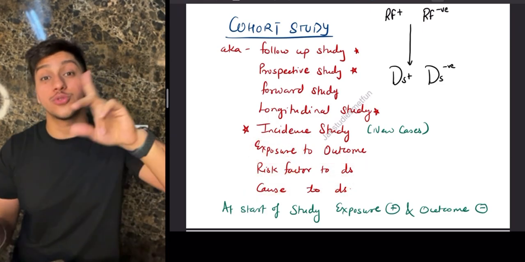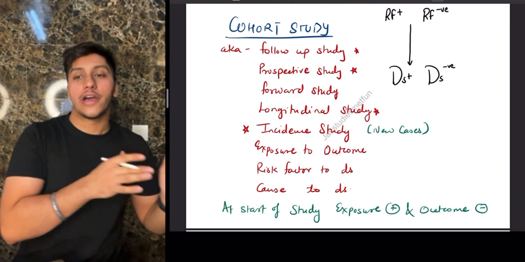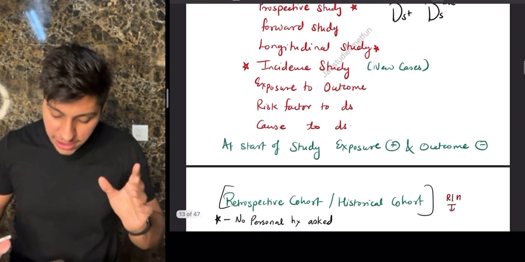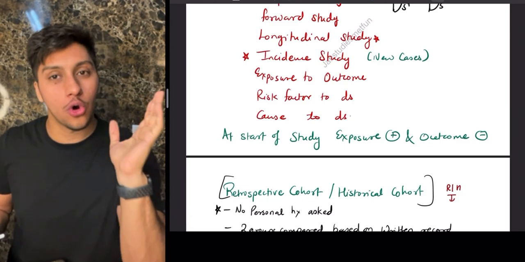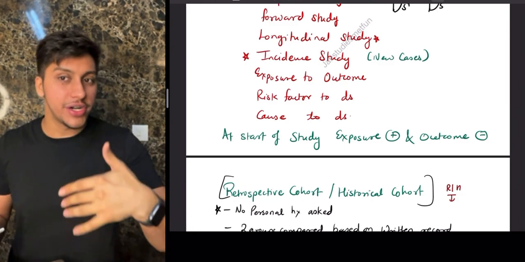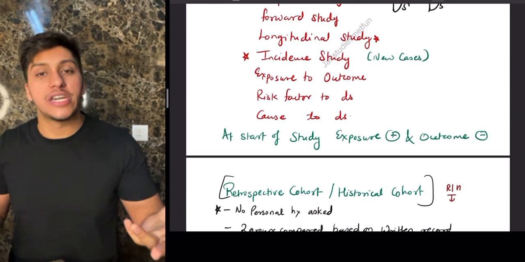So in an incidence study we go from exposure to outcome, risk factor to disease, cause to disease. Remember, in case control it was the opposite. We were going from disease to risk factor. I hope you understood this. So always at the start we are going to do exposure and non-exposure. This is the basic part of cohort study. Now in cohort you will further subdivide. You have multiple types of cohort.